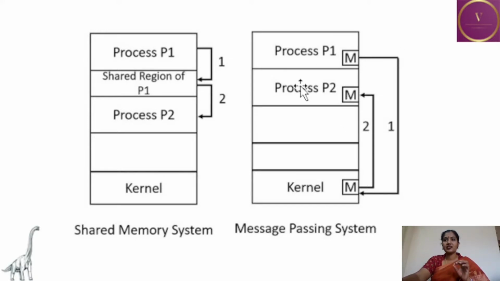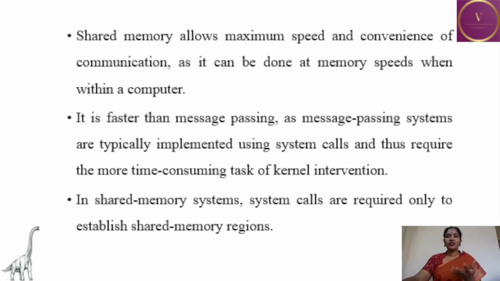Here what happens is that process P1 will write this message to the kernel, and from the kernel this message is read by process P2. So this is the difference between the shared memory and the message passing model. Okay. Now let us see some more information about shared memory and message passing model.